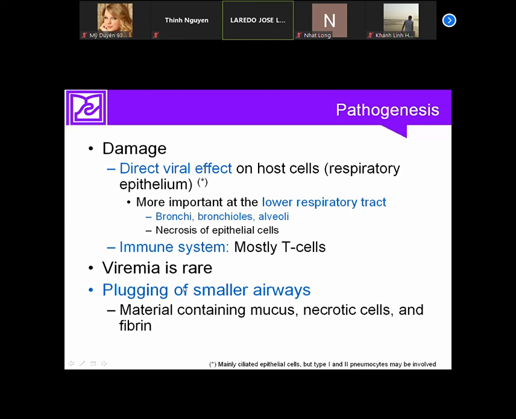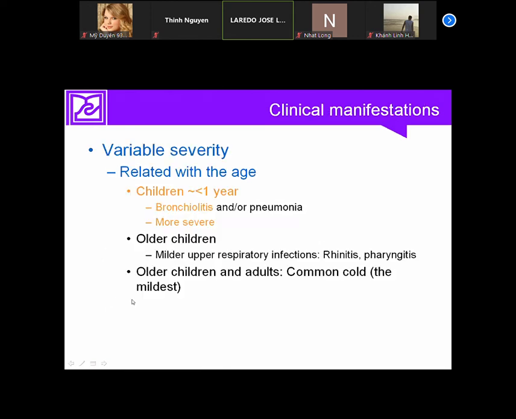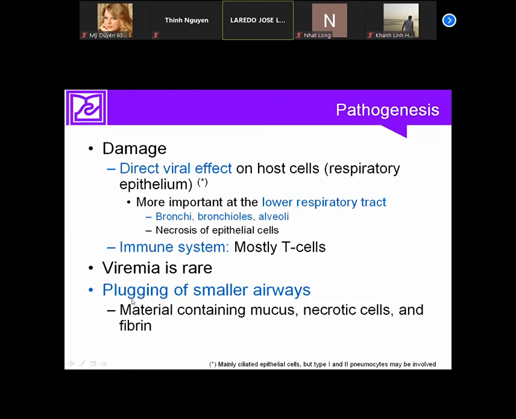in infants with bronchiolitis by the respiratory syncytial virus, they may have plaques in the smaller airways, so in the bronchioli. These plaques contain mainly mucus, necrotic cells, and proteins. And this is the reason why the children may have dyspnea and breathing may be difficult sometimes because of the plaques in the smaller airways.